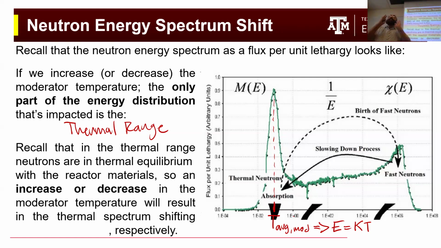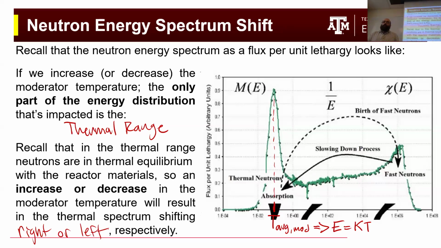And so if we were to heat something up, the average temperature is going to increase, which is going to shift my T average to the right, which is why the peak shifts to the right. And if I decrease the temperature, the average will shift to the left, which will shift the peak to the left. So an increase or decrease results in the spectrum either shifting right or left.